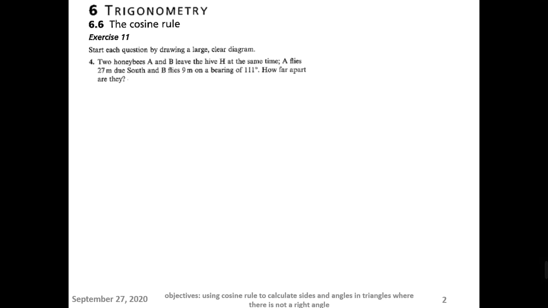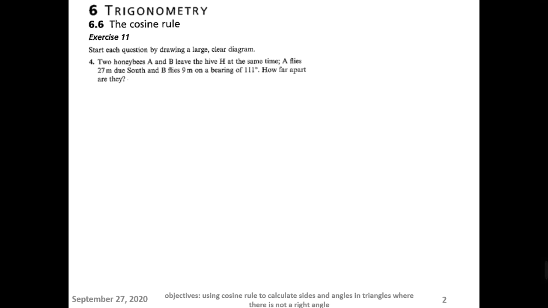So if we read the problem that we have in hand right now: two honey bees, A and B, leave the hive H at the same time. A flies 27 meters due south.